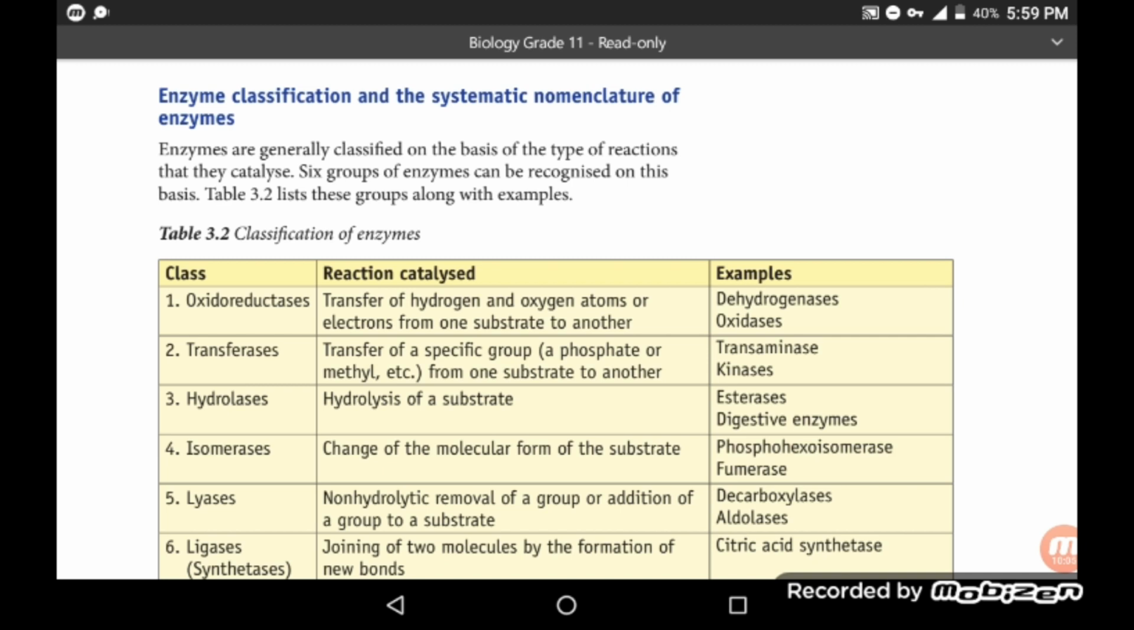Enzymes are generally classified on the basis of the type of reaction that they catalyze. Six groups of enzymes can be recognized on this basis.